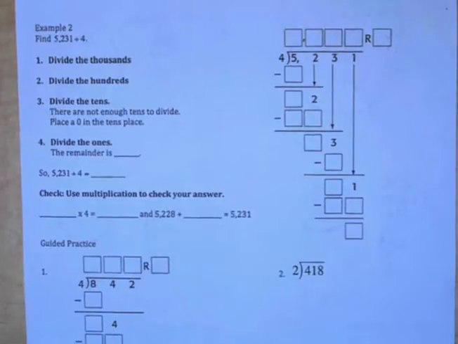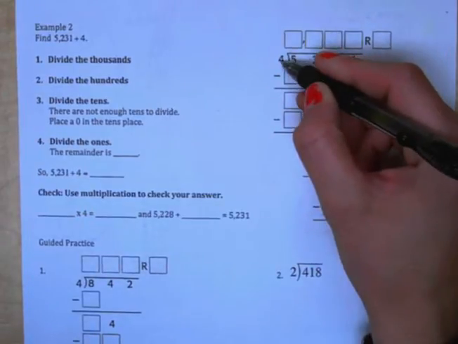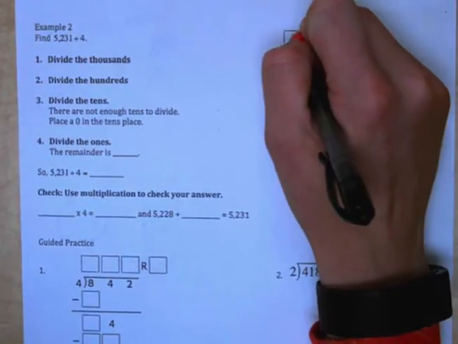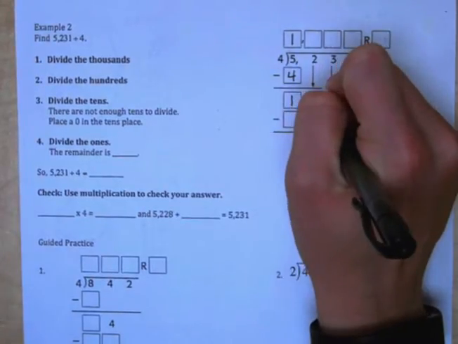In this example, we're not going to use estimating. We're going to use a different method to check our answer. It says to find 5,231 divided by 4. Step 1 is to divide the thousands. So 5 divided by 4, 4 goes in there 1 time. 5 minus 4 is 1, and we carry down our 2.